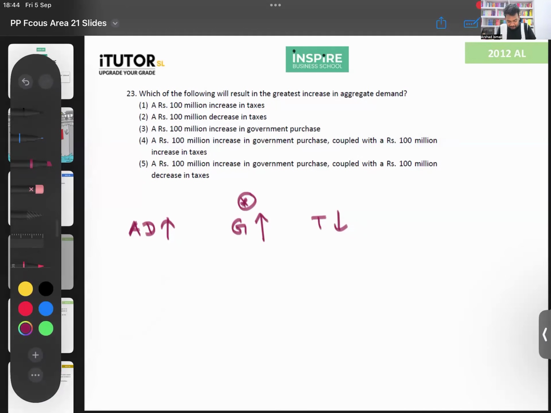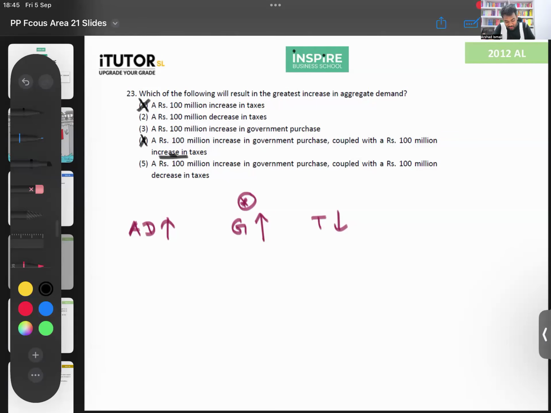First one is saying 100 million increase in tax, even you reduce taxes. Okay. 100 million decrease in tax. Okay, that is okay. 100 million increase in government spending. That is also okay. 100 million increase in government spending coupled with 100 million increase in tax. This part is a bit off, no? When you increase taxes, I'll cut that. 100 million increase in government spending coupled with 100 million decrease in tax. Which one do you think will have the greatest increase in aggregate demand?